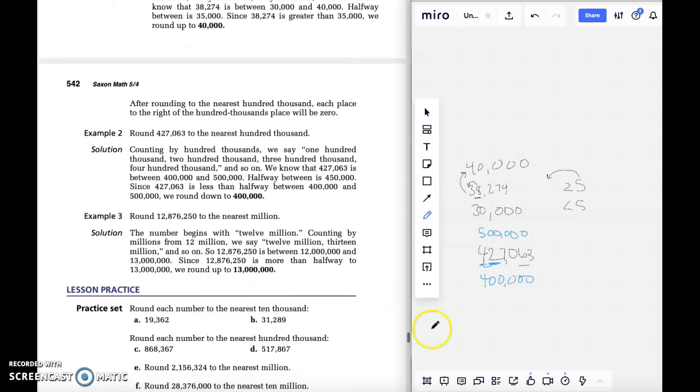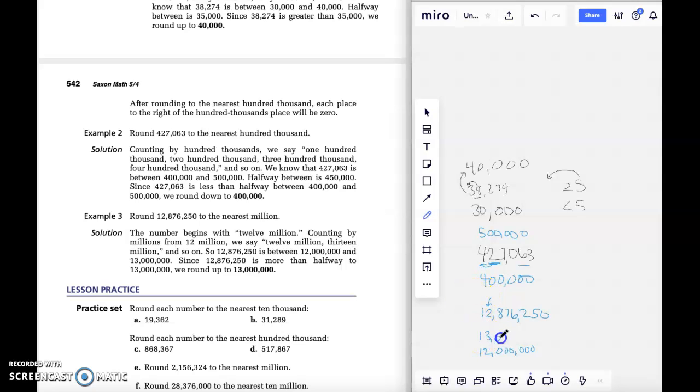Let's go to the next example. We have 12,876,250, and it's asking us to round to the nearest million. Well, what digit is in our millions place? We've got this guy, right? We got 2. So we know that 12 million is in between 12 million and 13 million. I'll put it right here.